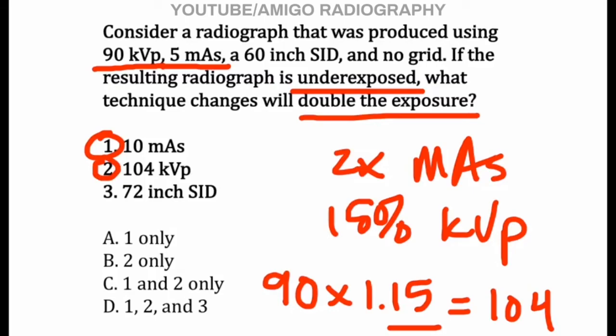A third option that's made available is increasing our SID from 60 inches to 72 inches. But if we use our inverse square law rule, we understand that that math doesn't work out correctly. So we know that number 3 is not correct. The correct answer then is C. If we want to double our exposure, we need to increase mAs up to 10, increase our kVp up to 104. And we know that increasing the SID could not increase the exposure because increasing the distance actually decreases the exposure. So our answer is C, 1 and 2 only.